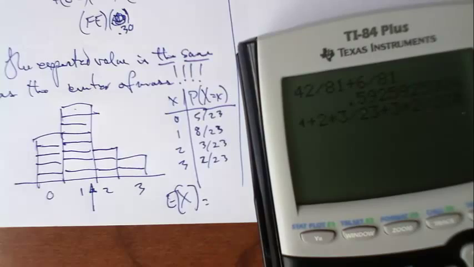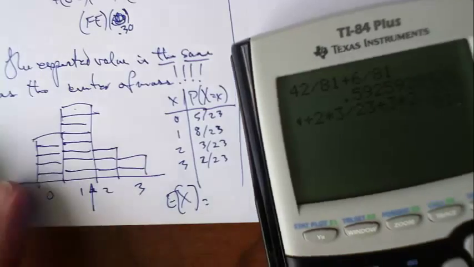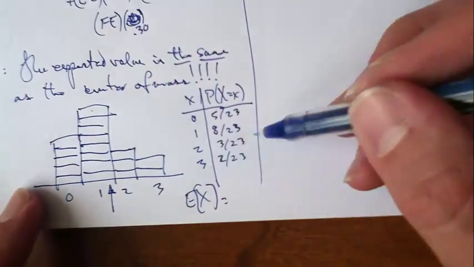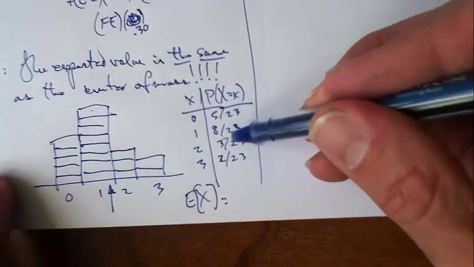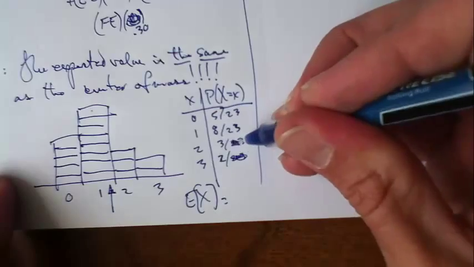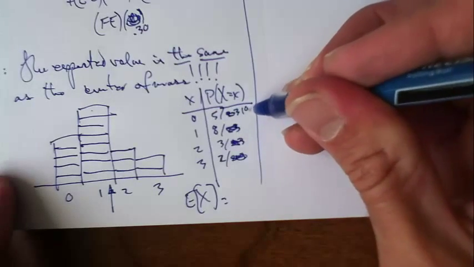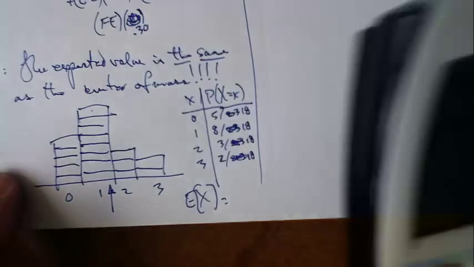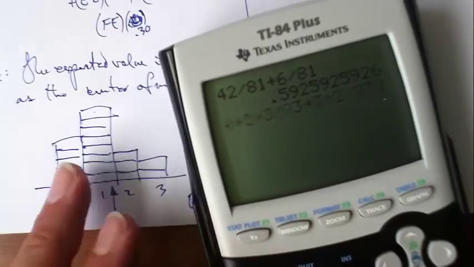Whoops, I made a goof, didn't I? Should be dividing by 23. If I've got 5 and 8 and 5 there, that's 10, that's 18. It should be 18, shouldn't it? That's what I get, folks. Let's do that again.